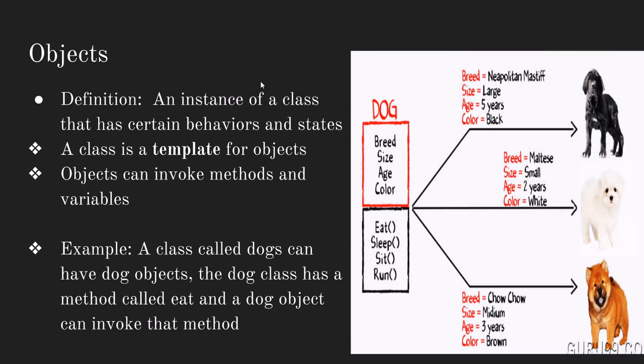So the definition of an object is it's basically an instance of a class. Now that may sound confusing, but we're going to go over classes later. But just know that whenever you create a class, that class is going to have instances of it. So it's going to have things that represent that class. The instances or the objects carry certain behaviors and states.